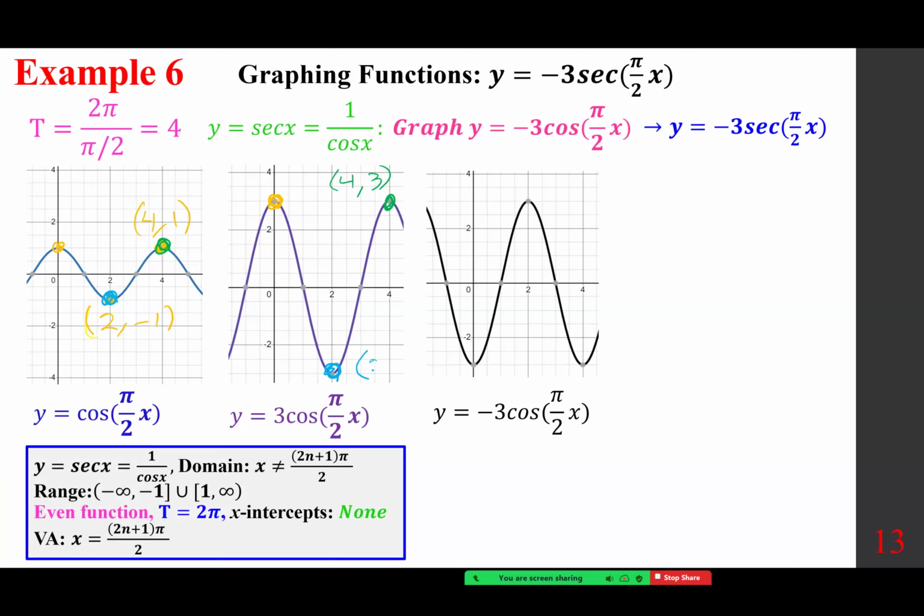At the coordinates 2, -3 goes to 2, +3, and 4, 3 goes to 4, -3, and 0, 3 goes to 0, -3.